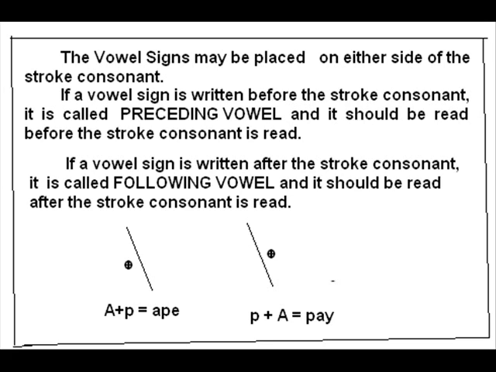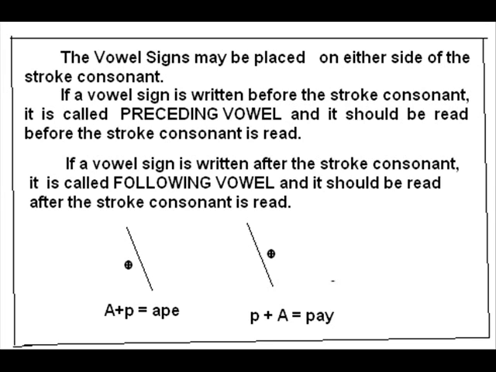Similarly, if a vowel sign is written after the stroke consonant, it is called following vowel and it should be read after the stroke consonant is read. See the example. Up, the stroke P is written. What is the after side? Right hand side. After side. Which vowel you have written? Heavy dot. What is the sound it represents? A. Because you have written after the stroke consonant that vowel sign, it is called following vowel. How to read now? You read first up, then read A. So the following vowel is to be read after the stroke consonant is read.